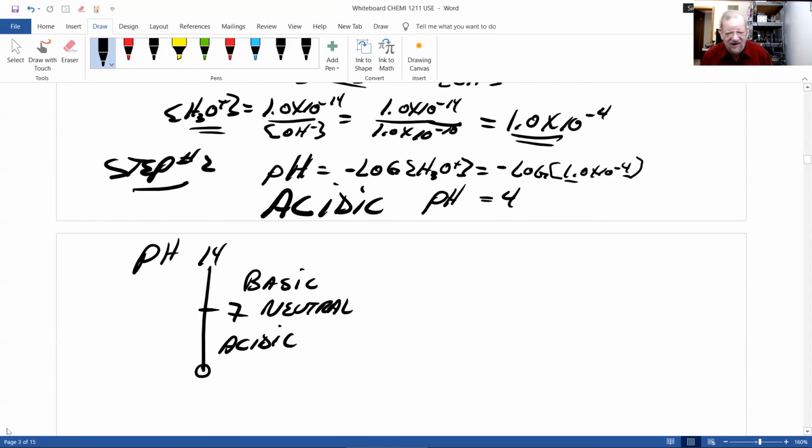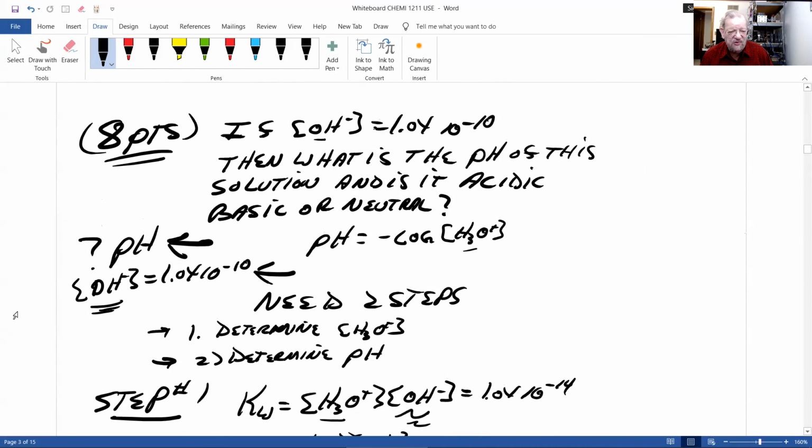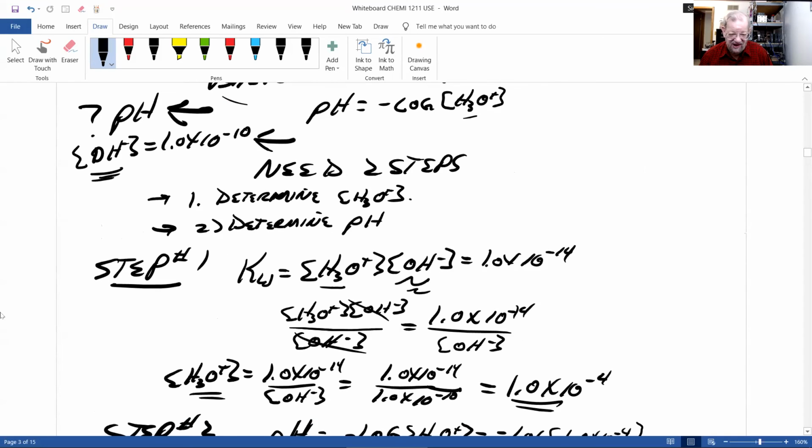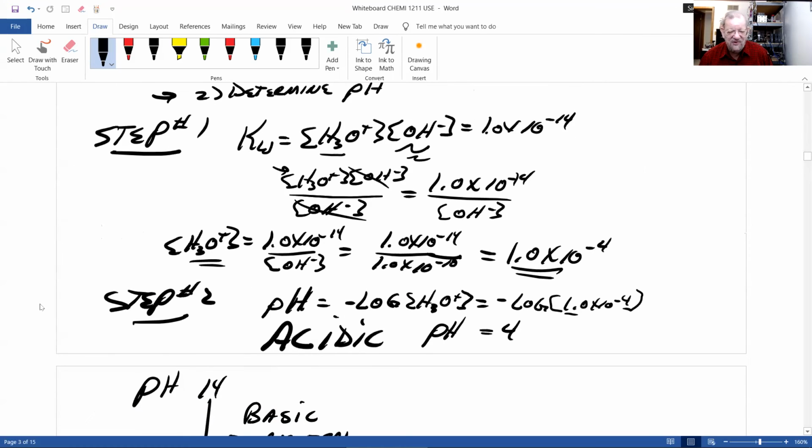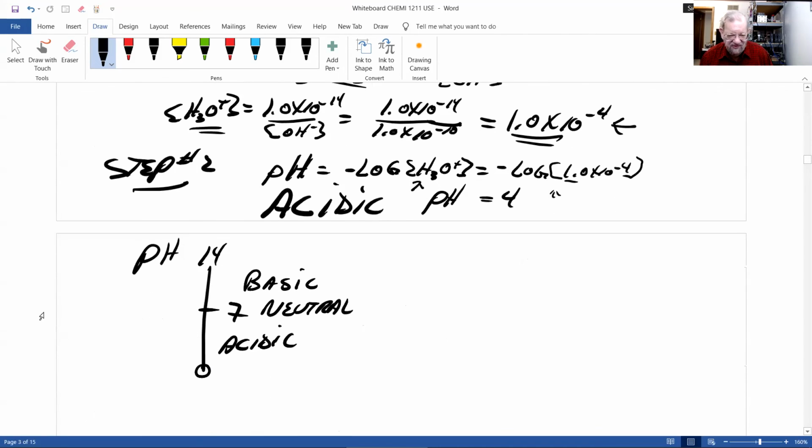And remember, the key to this is you had to do 2 steps. If you're given the hydroxide concentration, you have to first determine the hydronium ion concentration by using Kw, the water ionization constant, and solve for the hydronium, which is what we did. And once you get that value right here, you put it into this equation to get the pH and to determine if it's acidic, basic, or neutral.